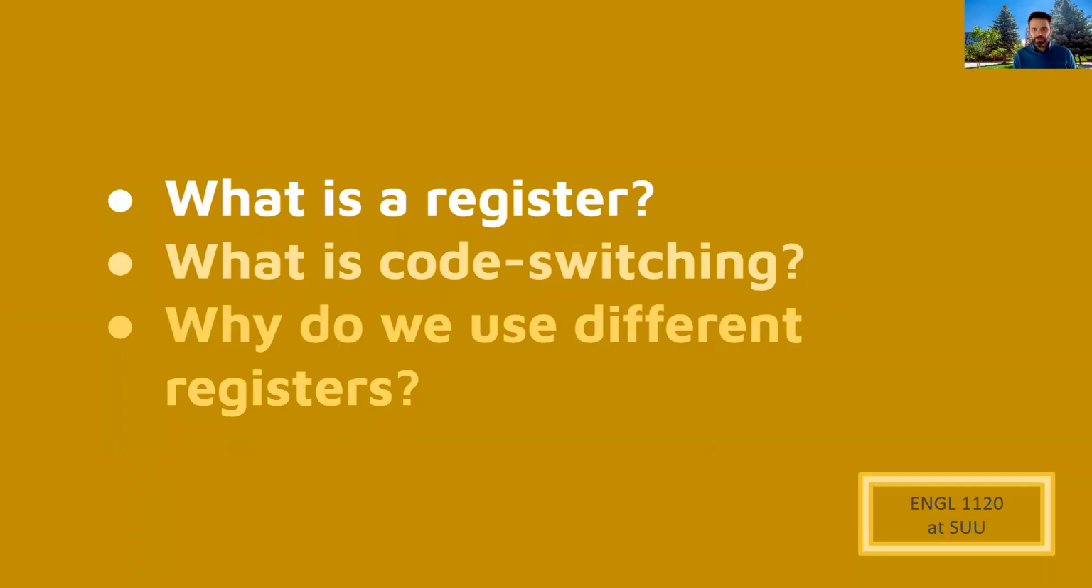So we talked about register. It's a form of the language that may have changes to pronunciation, grammar, vocabulary, in order to fit the context and the audience that we want. And code switching is when we switch between different dialects or registers to serve different purposes. And we do that because we know that people are influenced by the form of the language we use, and we want to create a particular impact.